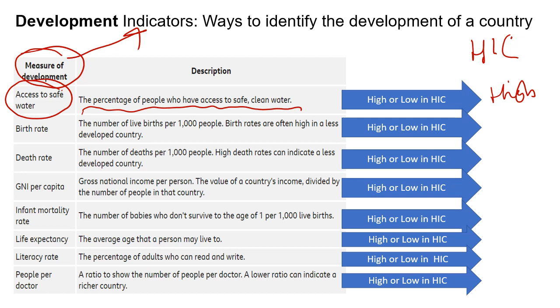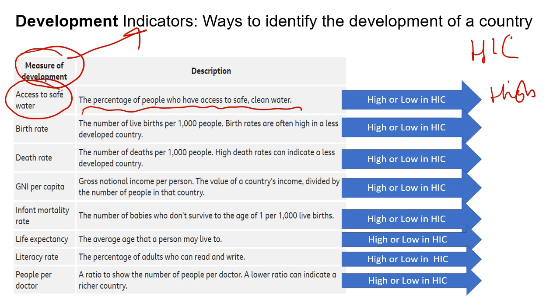What I would like you to do, look at each of the development indicators and decide whether you think they would be high or low in a high income country. Would they be high or low in a developed income country? I'm going to pause this video, allow you to think through those, and we'll check our answers together in 3 seconds. So press pause to work through these.